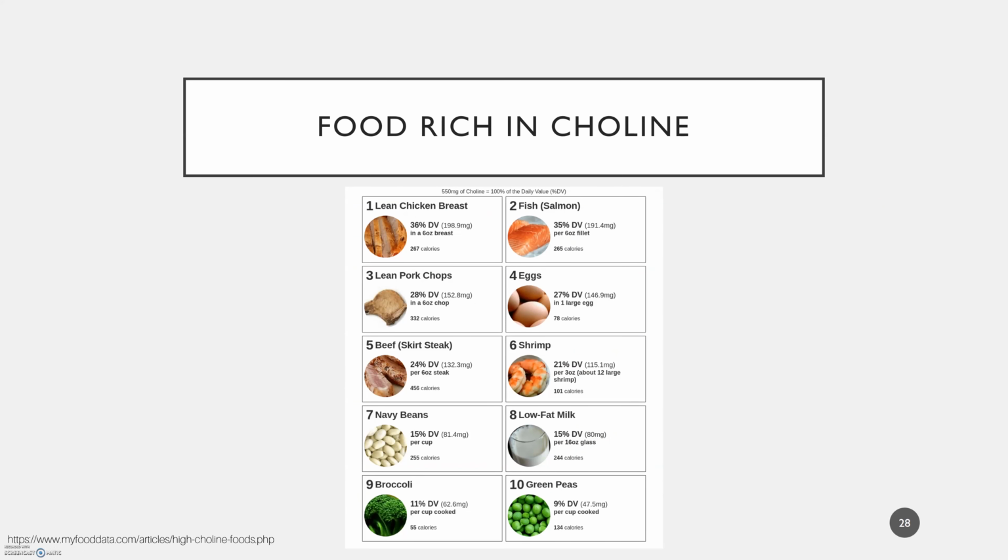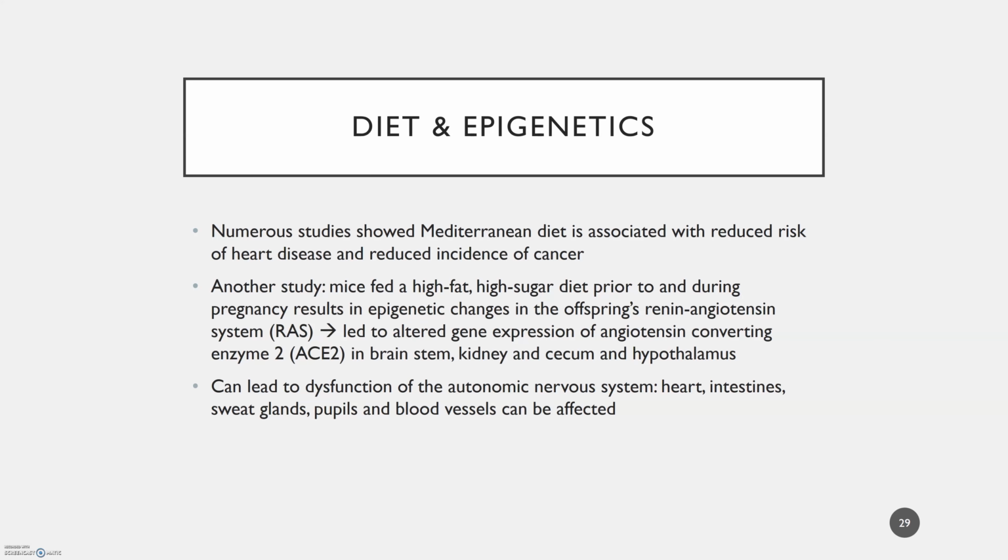Choline-rich food includes beef liver, eggs, fish, nuts, cauliflower, and broccoli. A number of studies have found that the Mediterranean diet, which is higher in plant-based and choline-rich foods, is associated with reduced risk of heart disease and a reduced incidence of cancers.